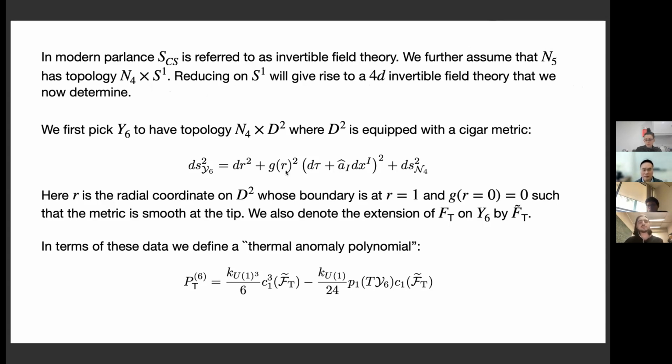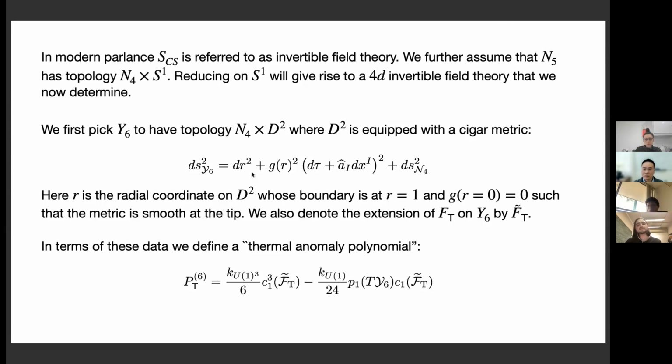But in order to do that, we have to discuss a bit more the topology of the six-manifold. So what we are going to do is pick this six-manifold to be the product of N4 times the disk, where we equip the disk with a cigar metric in this way. Basically, we take this four-manifold and we attach the disk in this way. Here R is the radial coordinate on the disk, and we place the boundary at R equals 1. And then we require that this function G of R is zero at the tip of the cigar, so that the metric is smooth there.